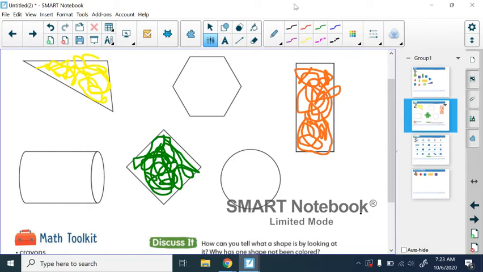All right, let's color the hexagon red. Here's the hexagon. It has 6 sides. All right, and last, let's find the circle and color that blue.